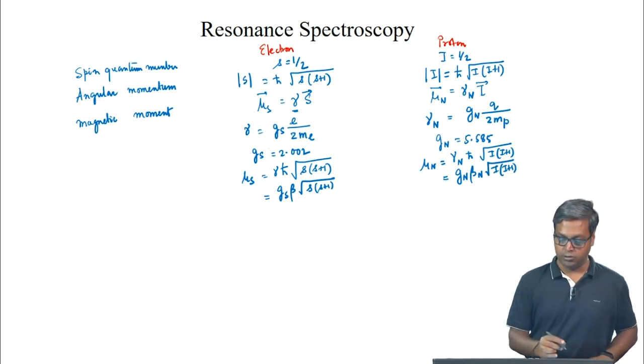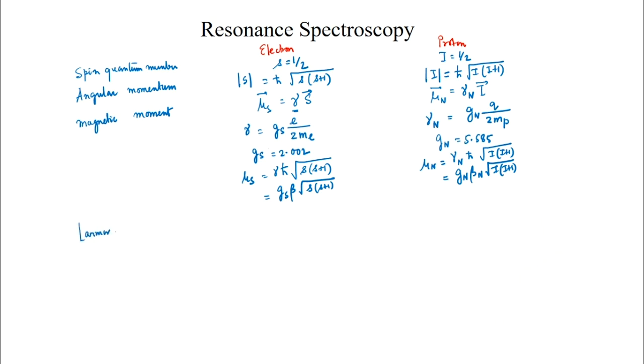And for the Larmor precession or the frequency of Larmor precession, so let us put Larmor. So, for Larmor precession, we know that omega Larmor precession or the frequency, that is nu Larmor precession, is given by gamma B by 2 pi, or we can write as g s beta B by h. And for the proton or the nucleus, this nu Larmor precession is given by gamma n B by 2 pi. So, this is g n beta n B by h.